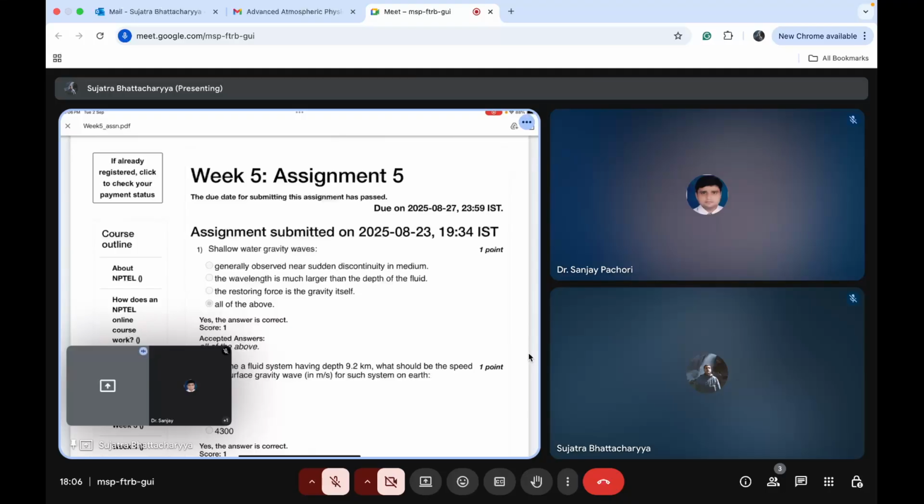There are four options. Generally observed near a certain discontinuity in the medium, which is true, right? We have seen that the shallow water gravity waves occur where there is a density gradient. Rho one, rho two, we have derived it. So this is fine. There is a certain discontinuity in the medium. So this is true. The wavelength is much larger than the depth of the fluid.